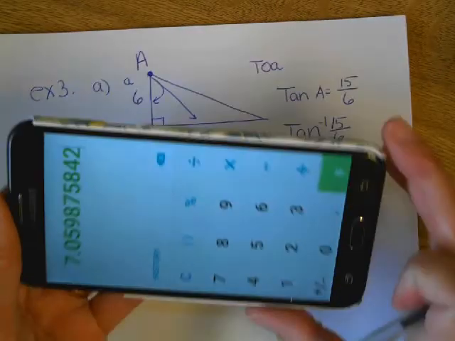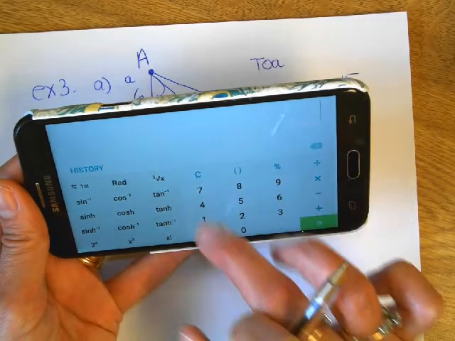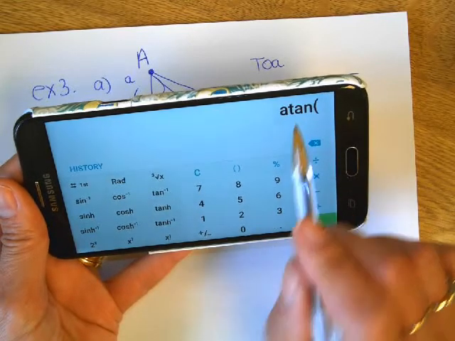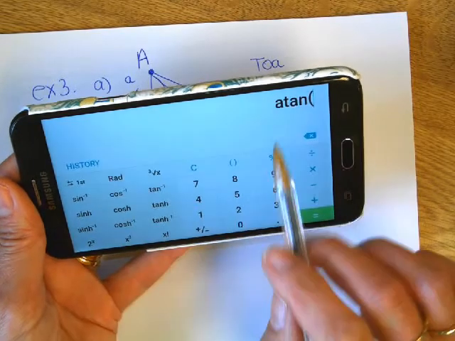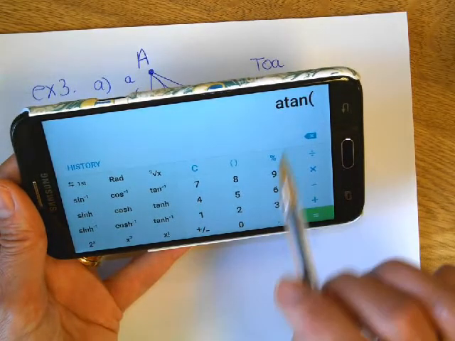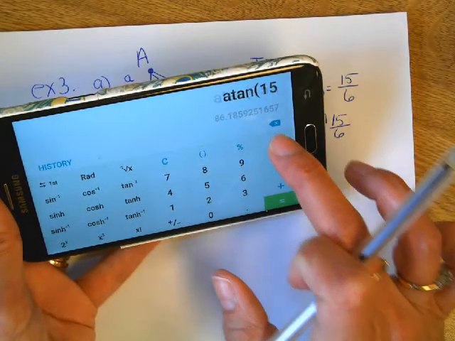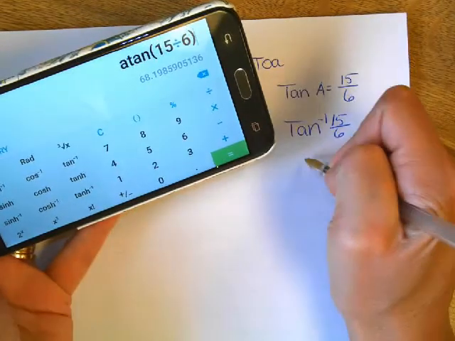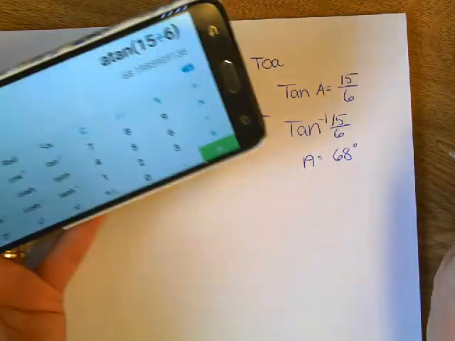Inverse tan, oops, got all that stuff on there. Inverse tan, oh, look at what came up, arctan. Let me make sure I hit the right button. Inverse tan, yep. It used to be called arctan. Oh, it still is called arctan, but not many use that anymore. So inverse tan of 15 divided by 6, we get a 68 degree angle. So angle A is 68 degrees.